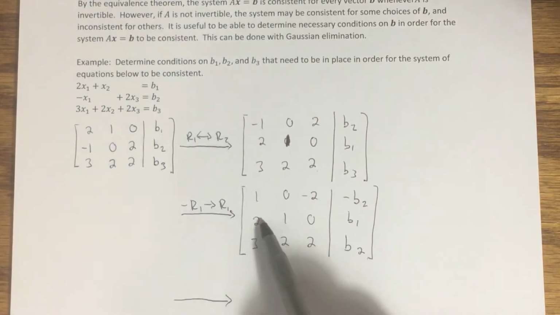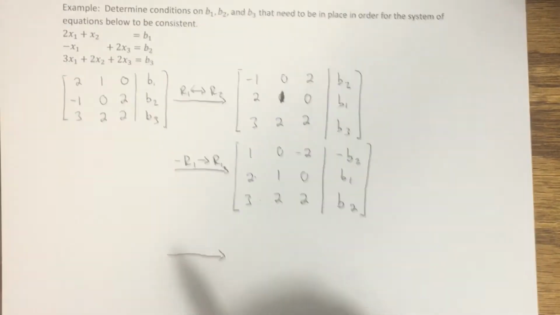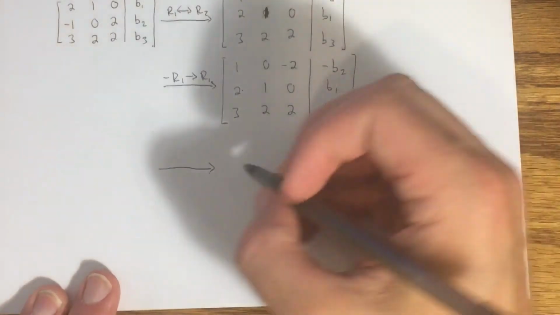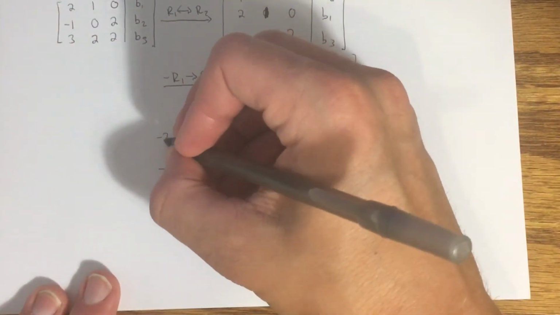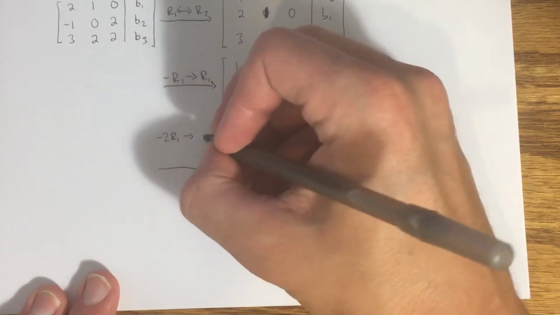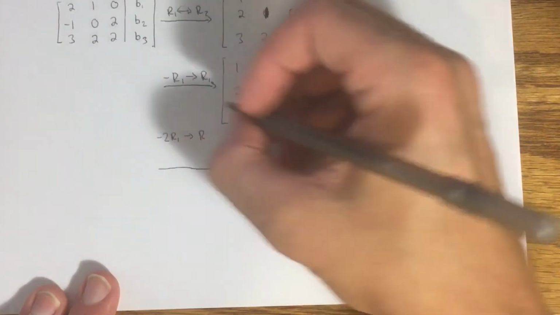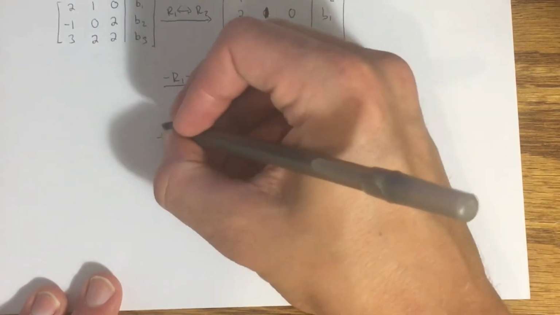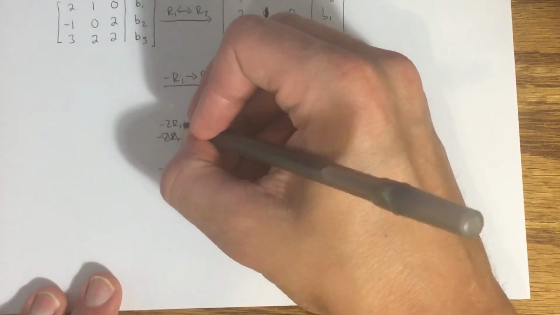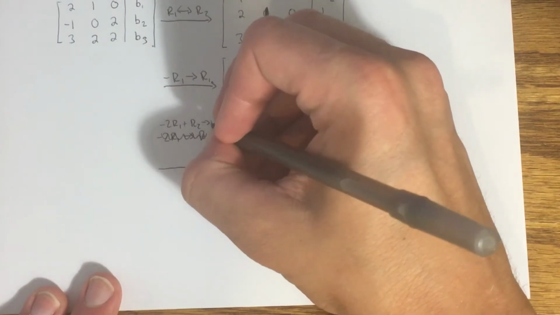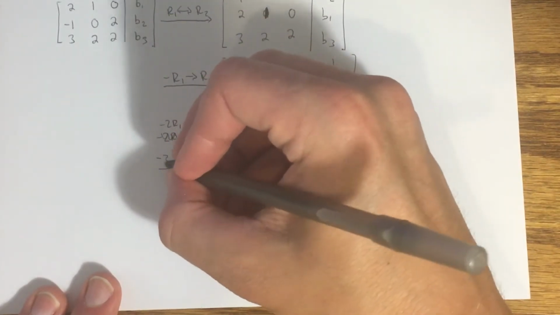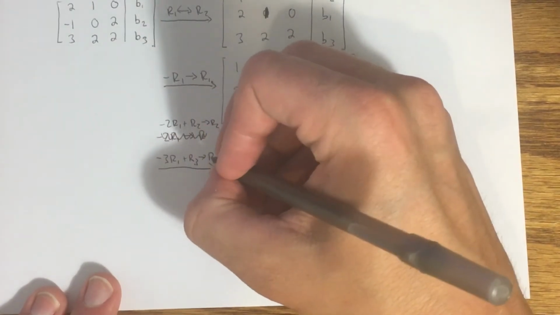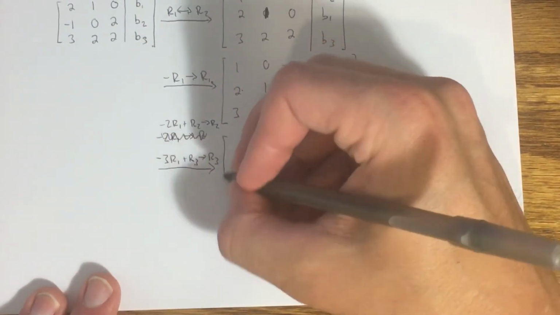Next thing, I'm going to do 2 steps in 1. I'm going to try and get the zeros below the 1 in this column here. So I can multiply negative 2 times R1 and add that to R2. Negative 2 R1 plus R2, replace R2. And then I'm also going to do negative 3 R1 plus R3 and replace R3. Sorry, that's a little bit messy there.